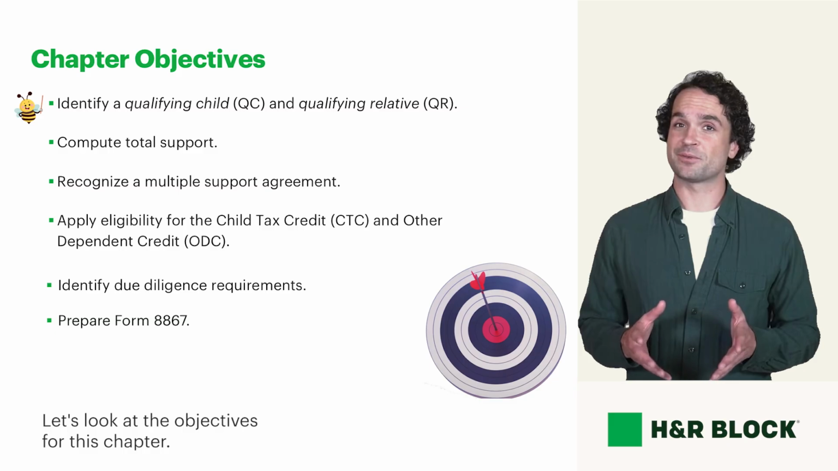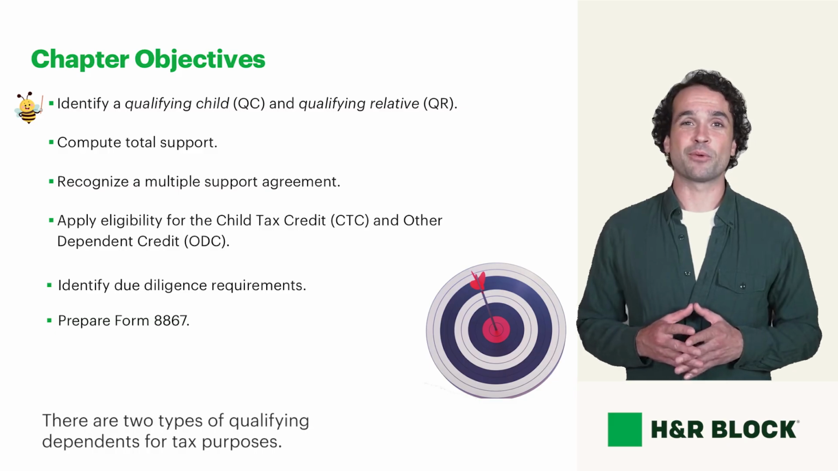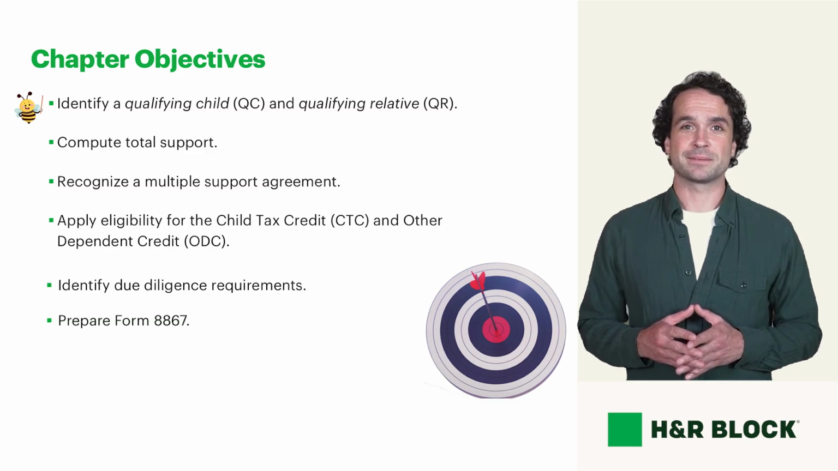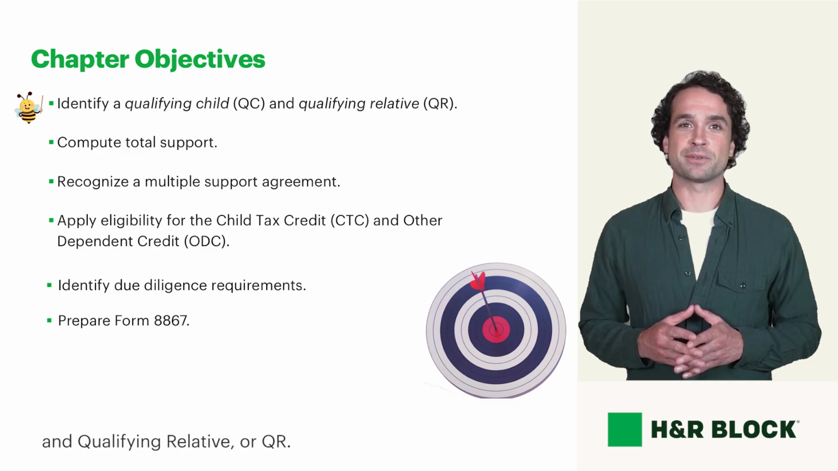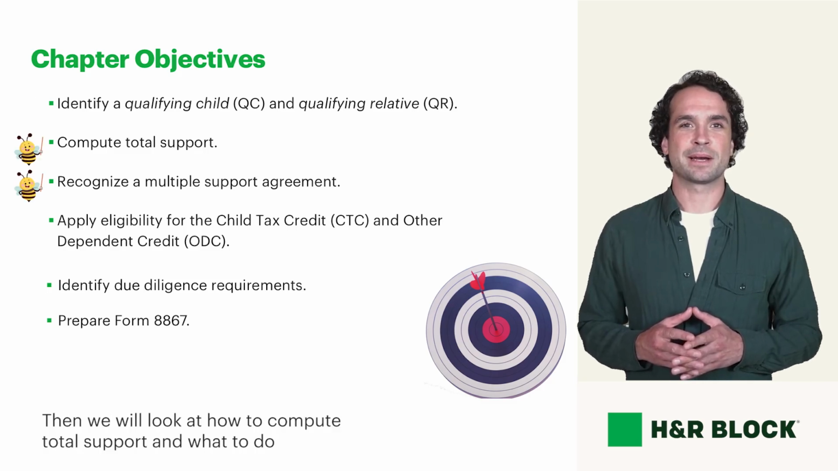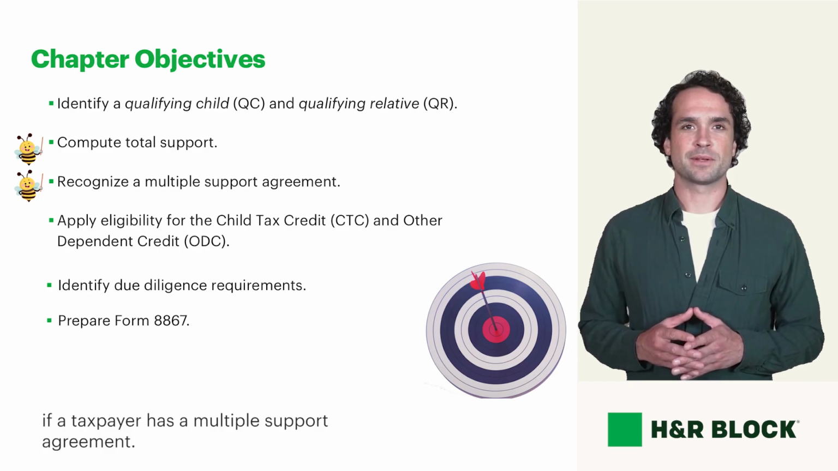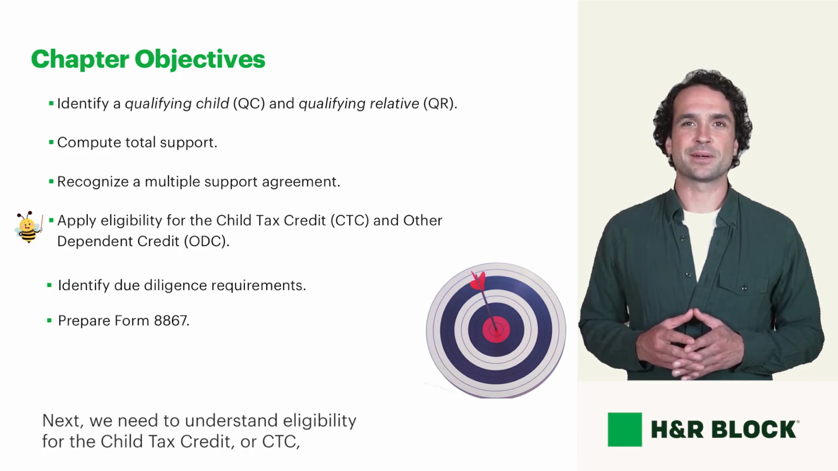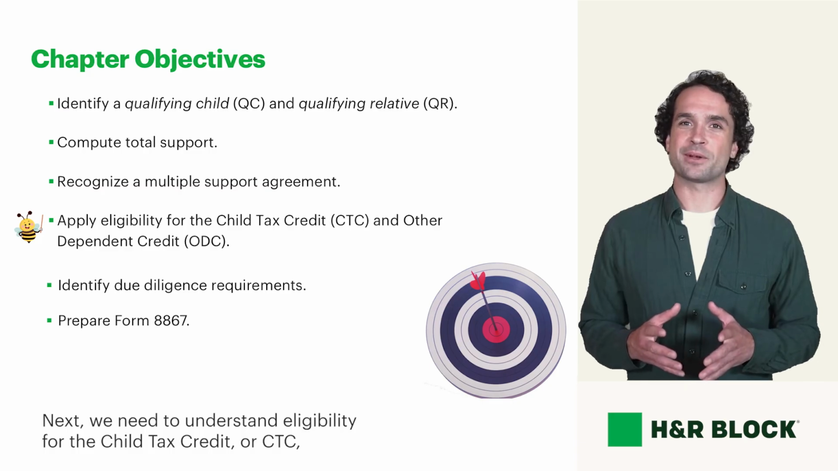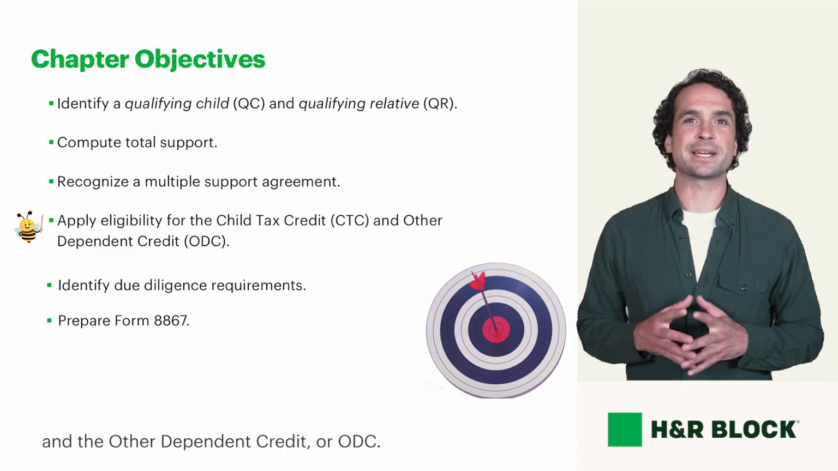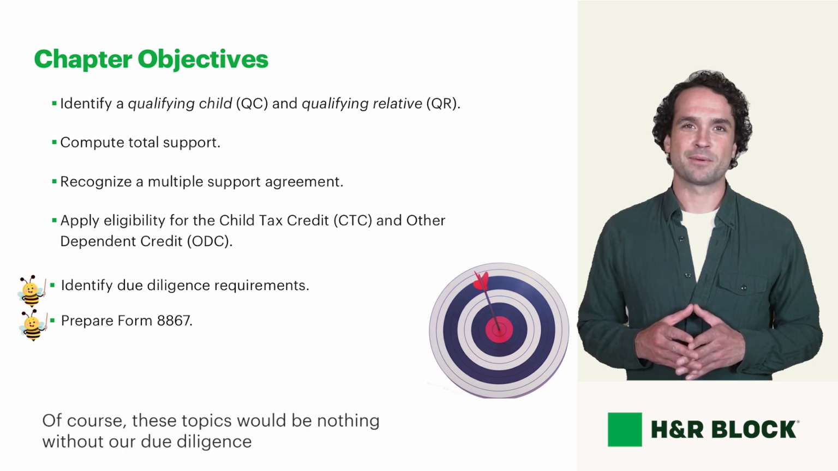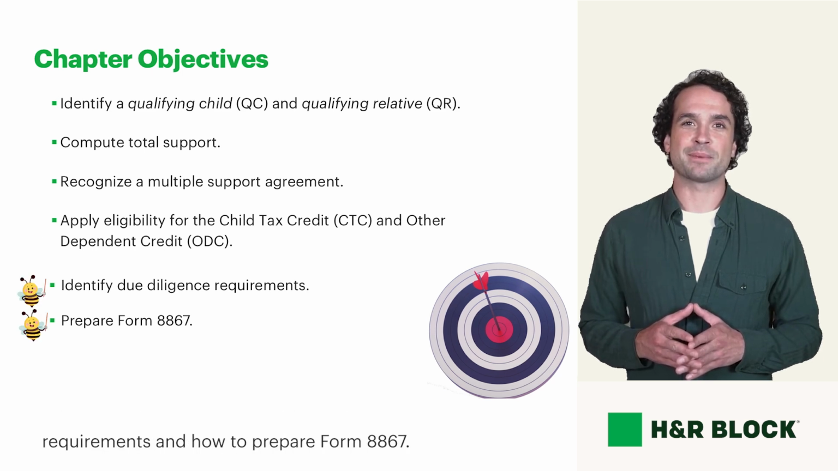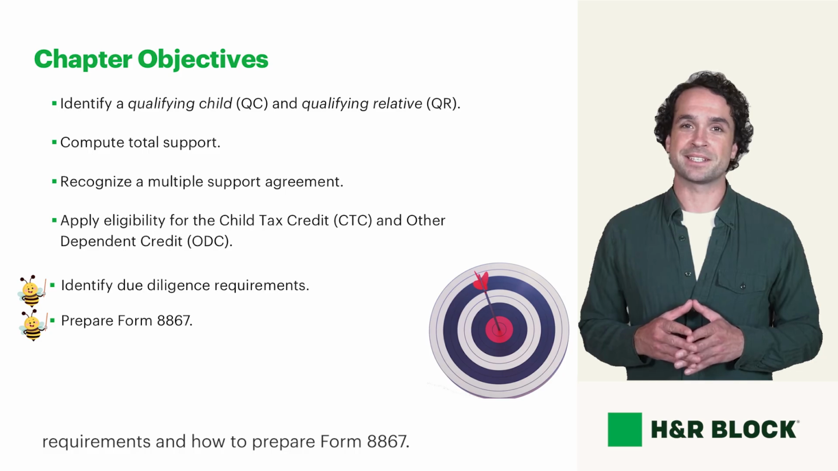Let's look at the objectives for this chapter. There are two types of qualifying dependents for tax purposes. We will look at the rules for qualifying child, or QC, and qualifying relative, or QR. Then we will look at how to compute total support and what to do if a taxpayer has a multiple support agreement. Next, we need to understand eligibility for the Child Tax Credit, or CTC, and the Other Dependent Credit, or ODC. Of course, these topics would be nothing without our due diligence requirements and how to prepare Form 8867.